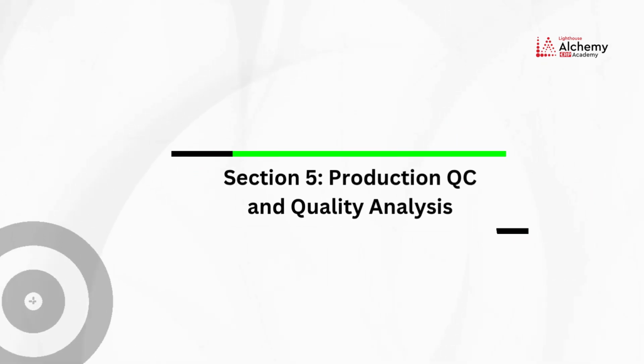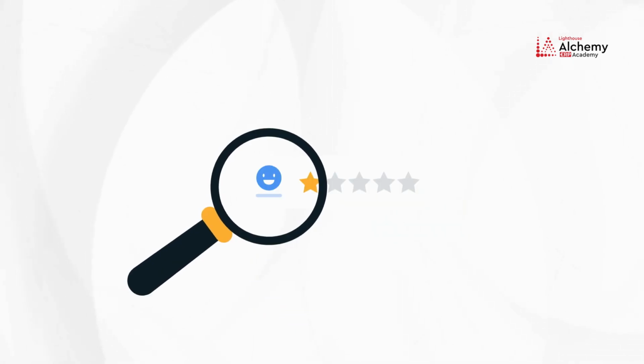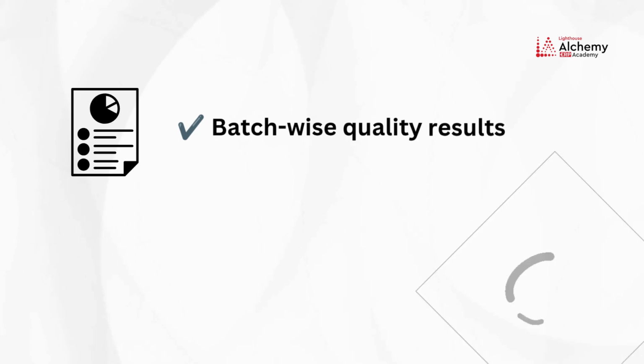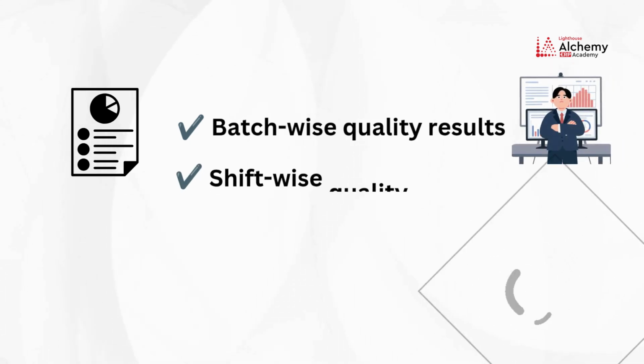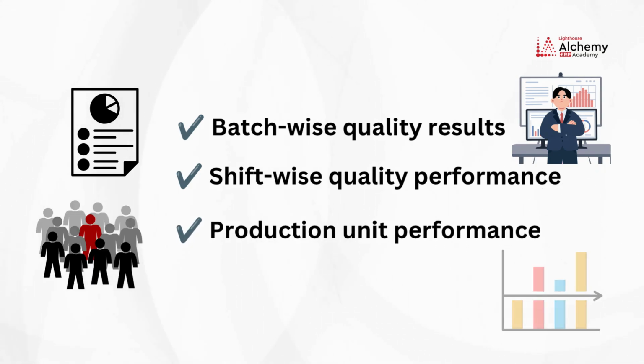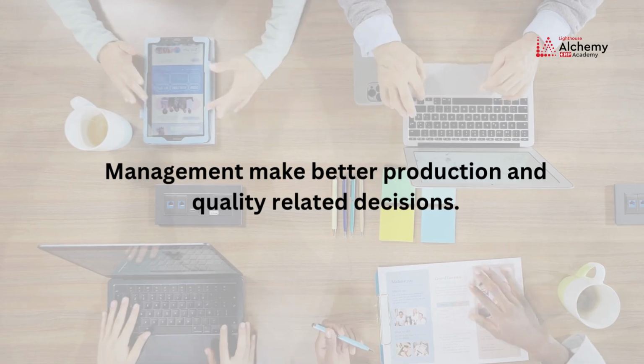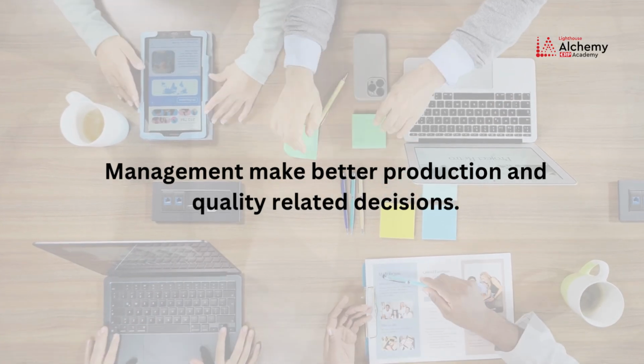Section 5. Production QC and quality analysis. Another advantage of production QC is that organizations can analyze quality trends over time. They can review batch-wise quality results, shift-wise quality performance, production unit performance, average quality trends. This helps management make better production and quality-related decisions.